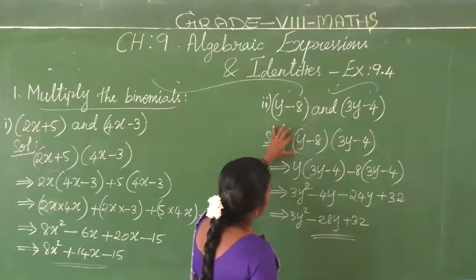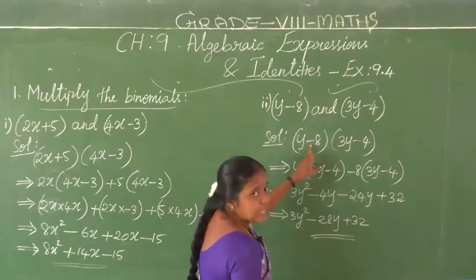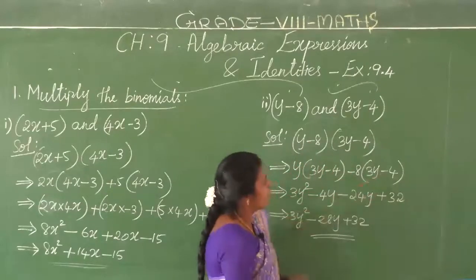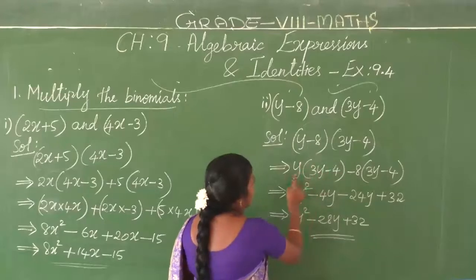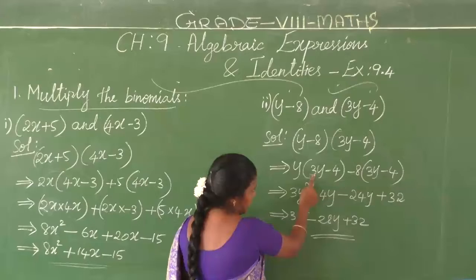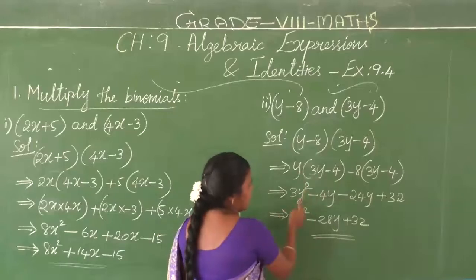So y into 3y minus 4. Second part of the first binomial, what is that? Minus 8. Minus 8 into 3y minus 4. Okay. Now distributive wise, y into 3y, 3 into y. y into 3y, what comes? Here the coefficient is 1, no? 1 into 3, 3. y into y, y square.